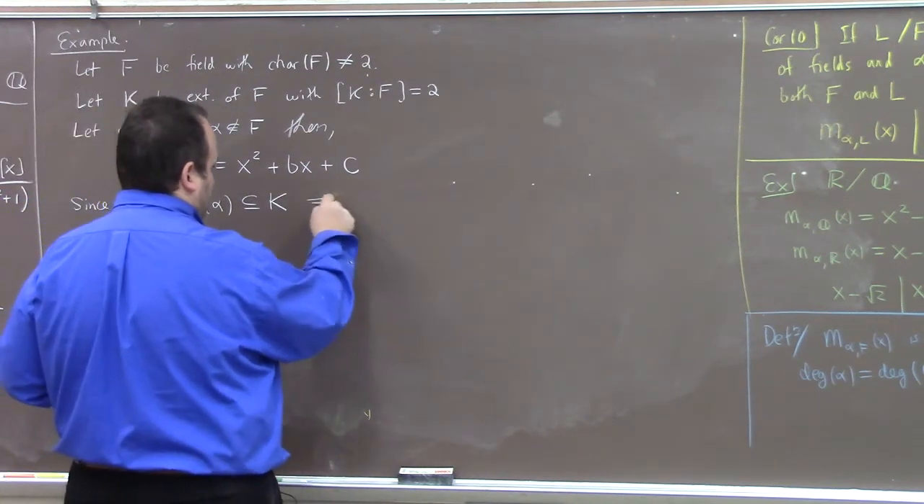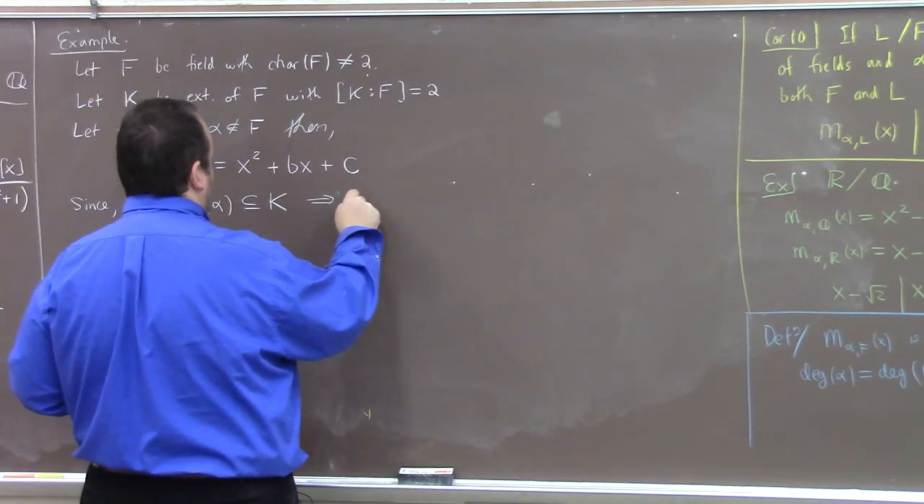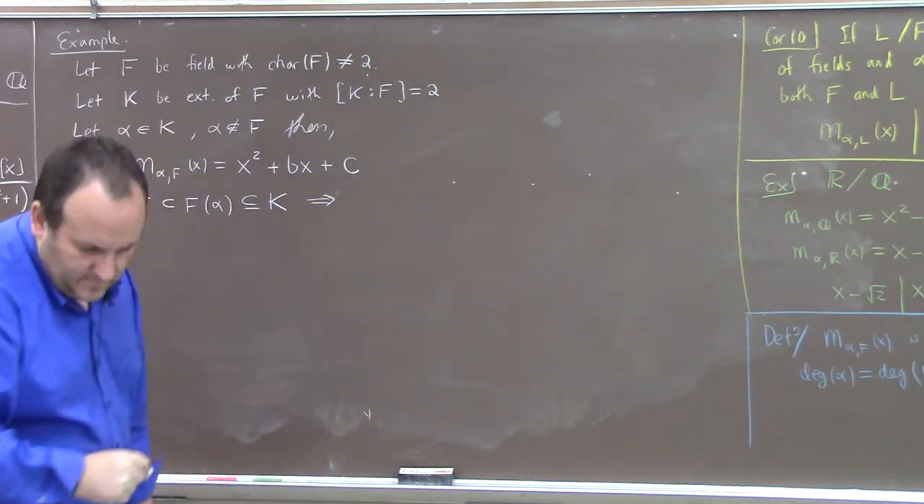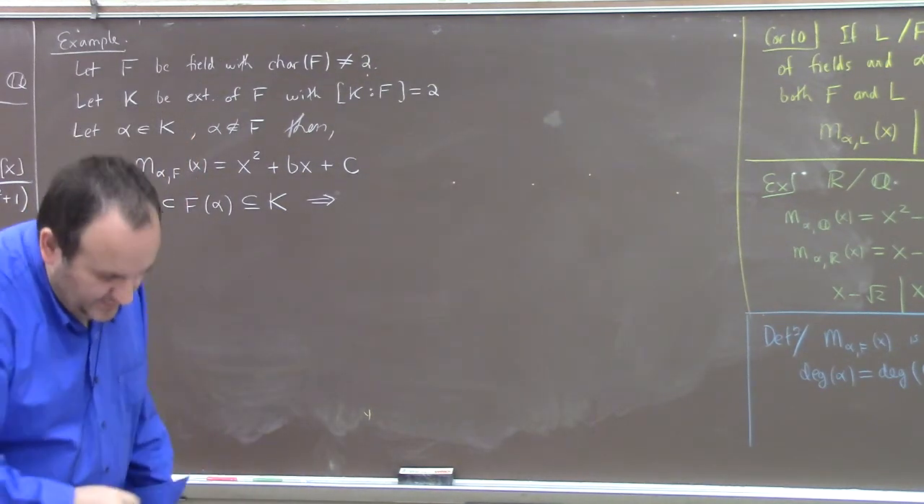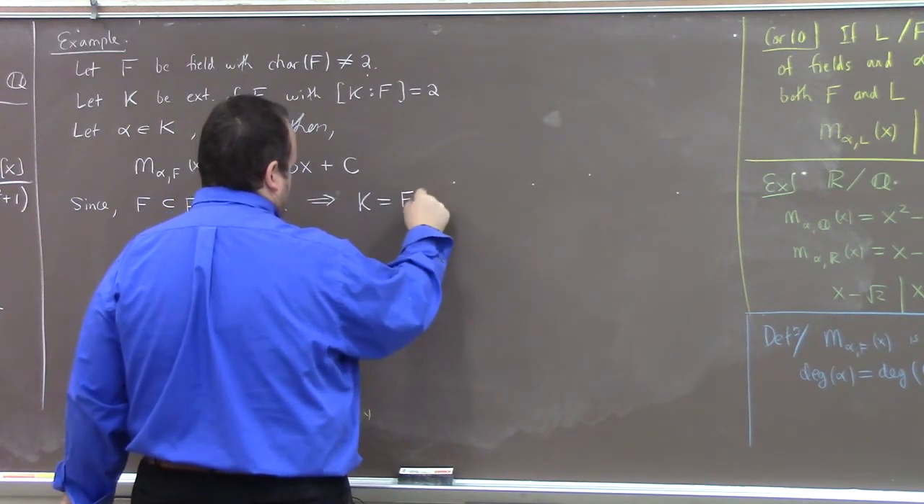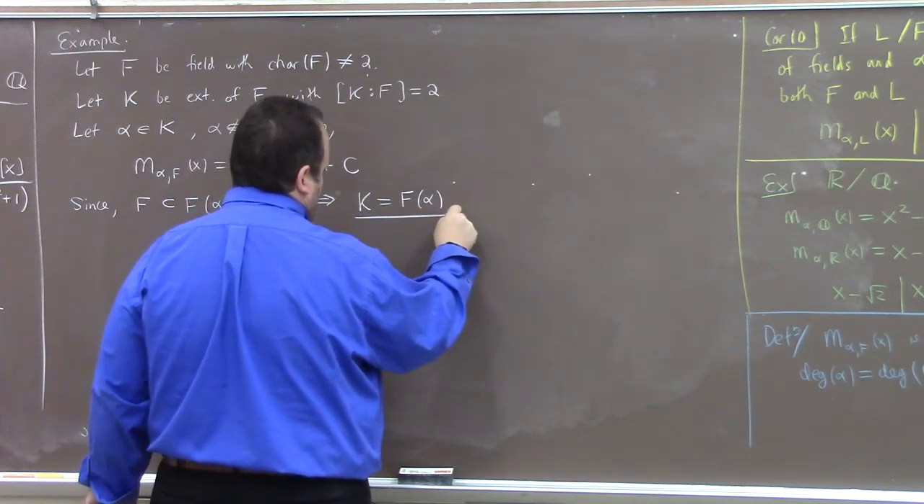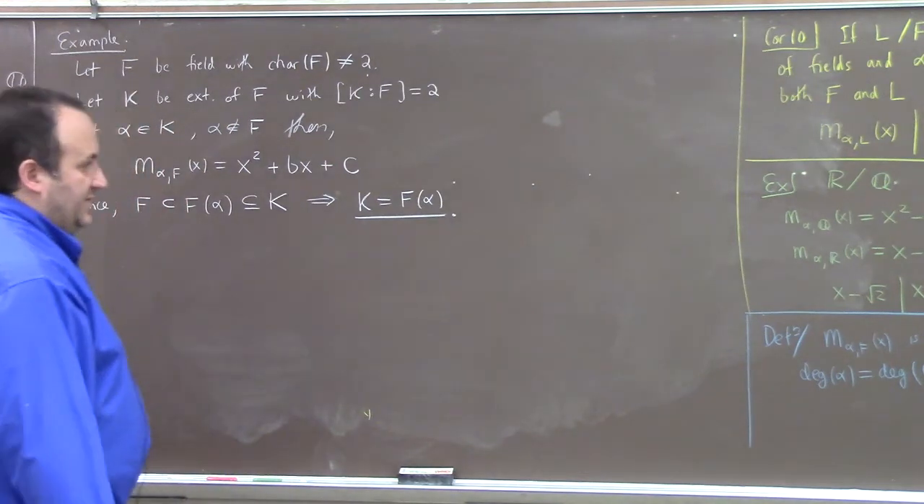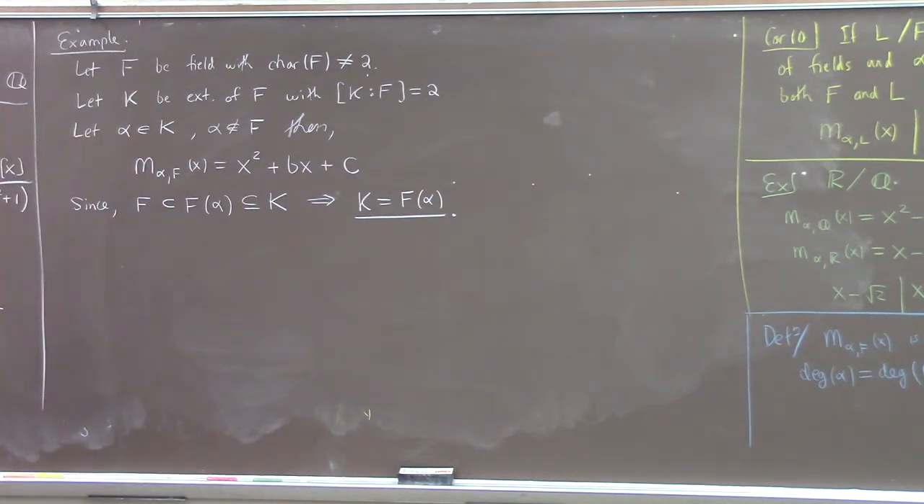So this implies that K is equal to F(alpha), because it has to be the whole thing since it's a subspace of dimension 2.